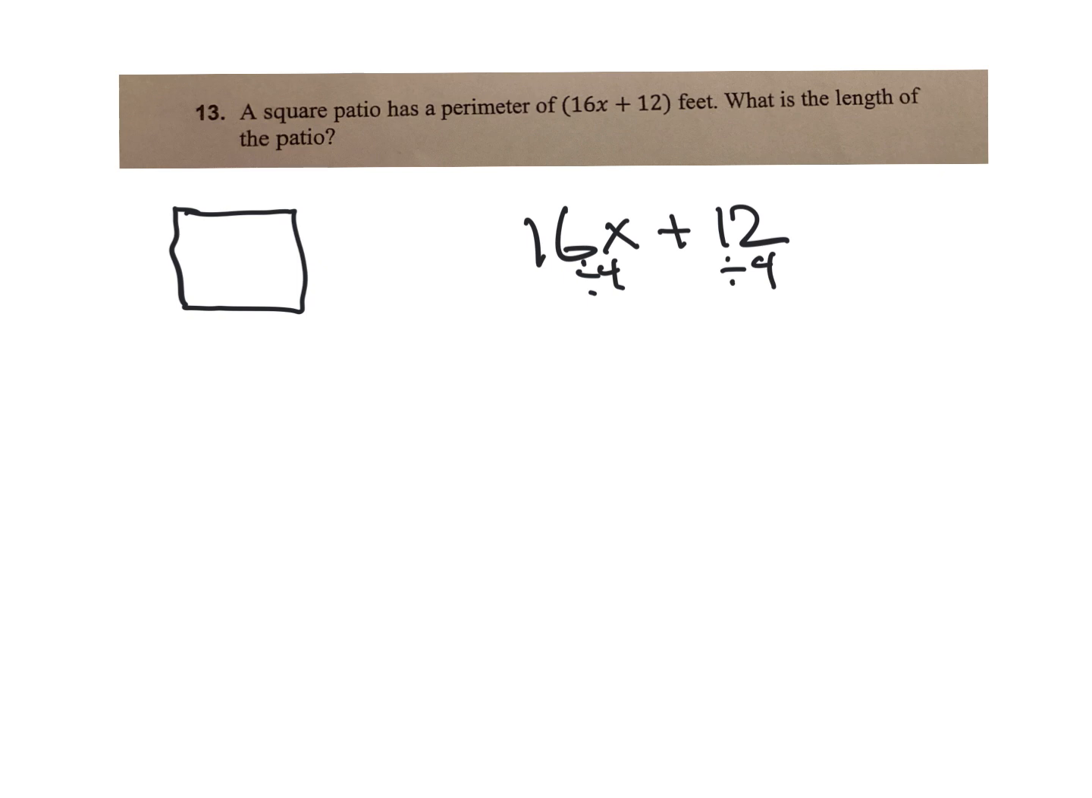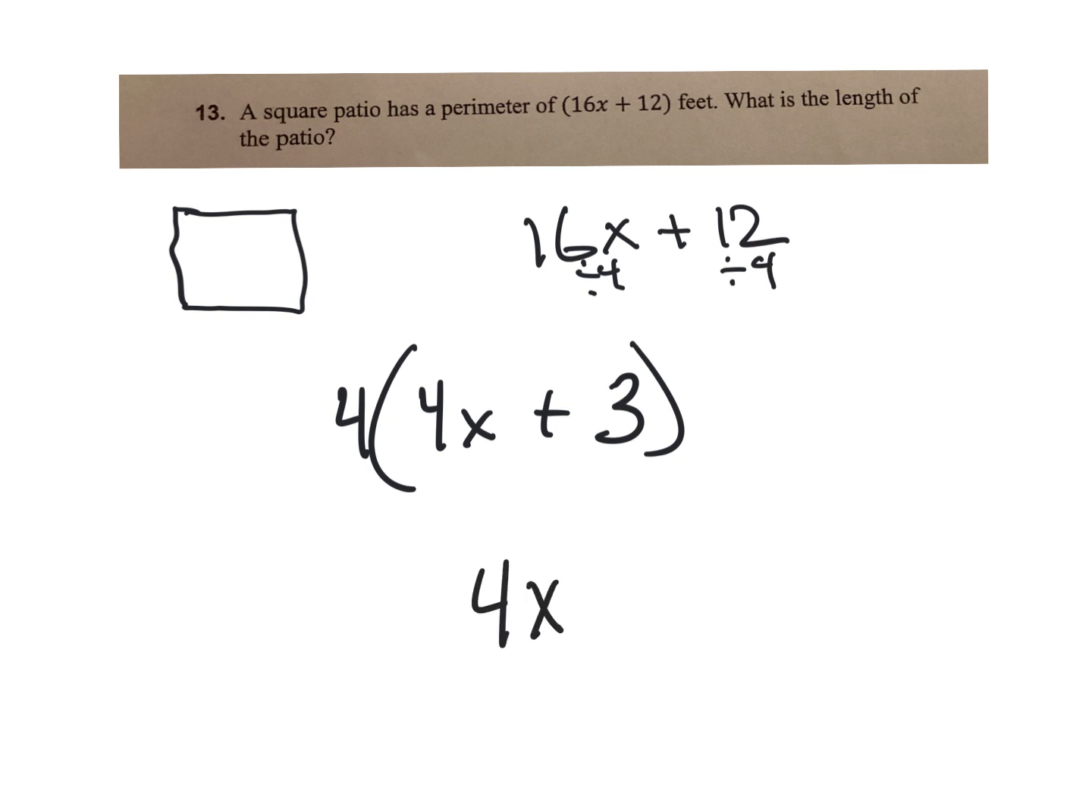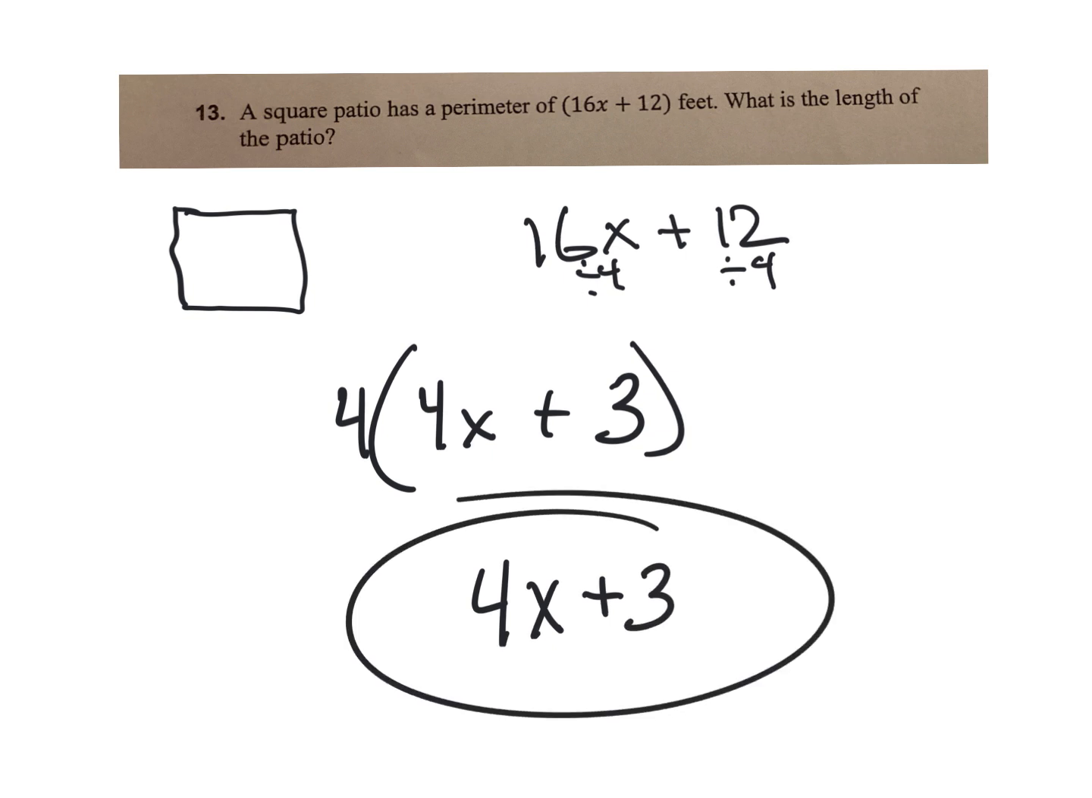Basically, this is just factoring. So I put the 4 on the outside, and it gets me 4x plus 3. That would be 4 lengths at 4x plus 3. It just wanted 1, so my answer to this is 4x plus 3. That is the length of the patio.